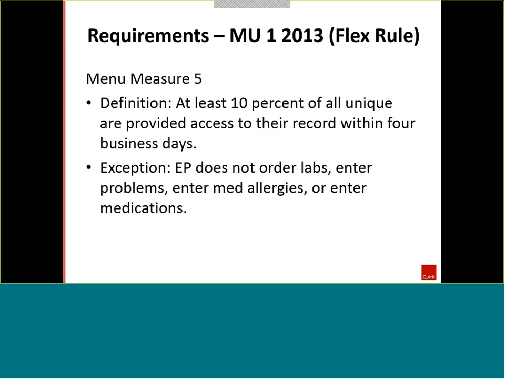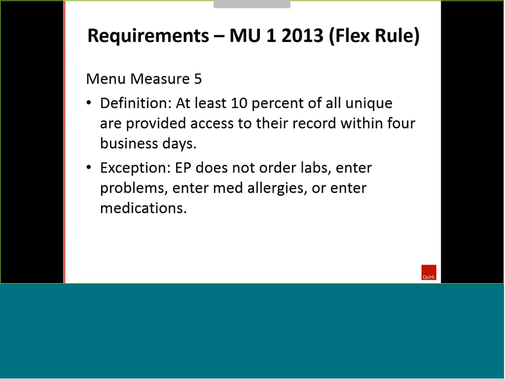If you notice at the top of the screen, this is MU1 2013. This is the flex rule that was passed down this year that says, notice menu measure 5, meaning this is not a required measure if you're going for the 2013 edition. You'd have to ask your administrator what software you're on, but essentially you can be on a 2014 certified edition of your healthcare software, or you can be on a pre-2014 or 2013 edition certified software, and it was not a requirement for MU1 as part of the flex rules. It says menu measure 5 right there.